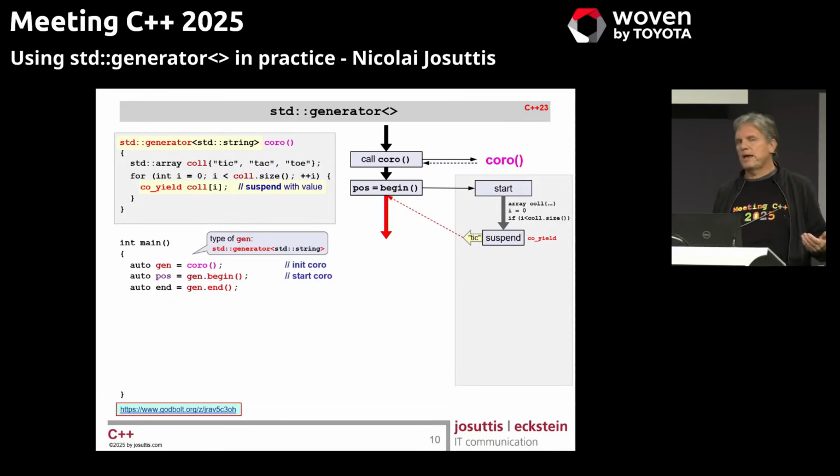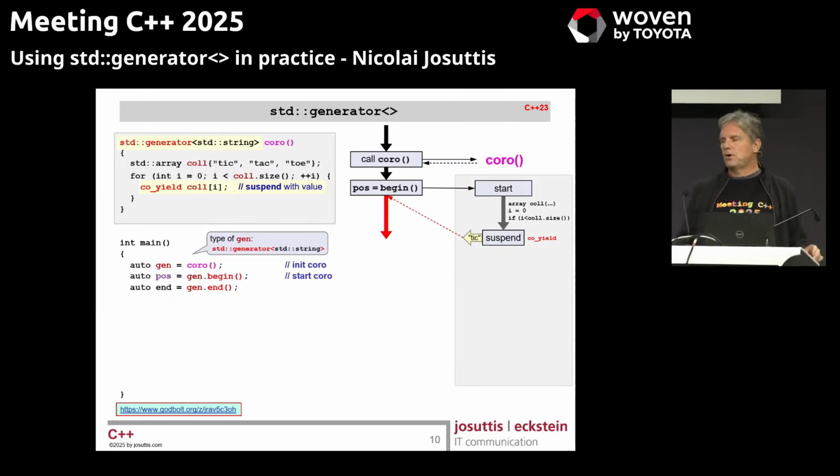And that co-yield statement is the suspension point, as we discussed before. So we suspend the coroutine with the current value in the array using this index. We suspend it with tick converted to a std string. That is returned, that is the moment where the coroutine is suspended. So the control comes back to the calling side. The begin call was blocked until we reached the suspension point.